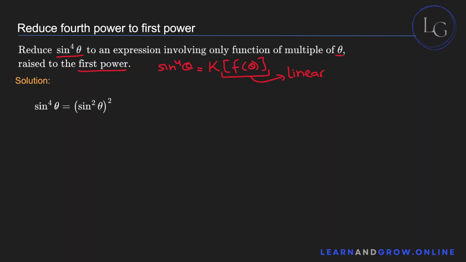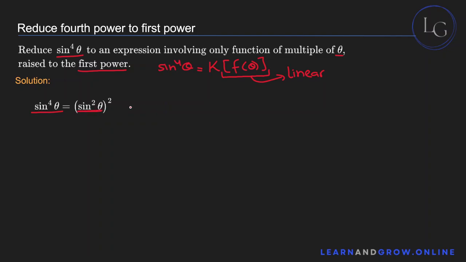Well, obviously we'll need to use identities, and we only know how to use identities on squares of trigonometric functions. So the first thing logically would be to convert this sine theta to the power 4 into sine square theta whole to the power 2. Okay, so now we have to deal with just this sine square theta inside this bracket.